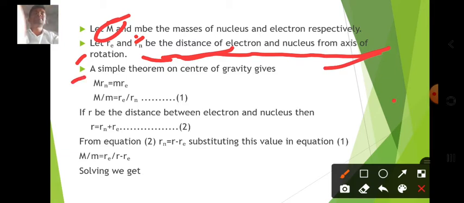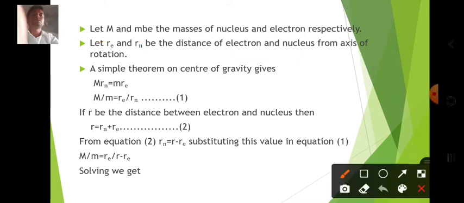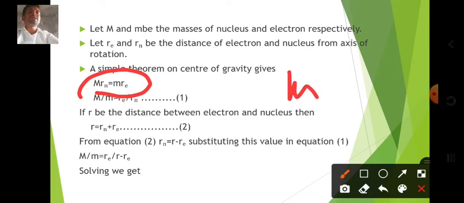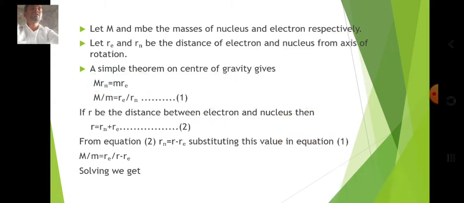Next, a simple theorem on center of gravity: mass into distance. Here is the formula. How does it come? Capital M is the mass of the nucleus, small m is the mass of the electron. For the heavier mass I multiply with the smaller distance, and for the smaller mass I multiply with the larger distance. So the more massive one has less distance, and that is why these two are equal.